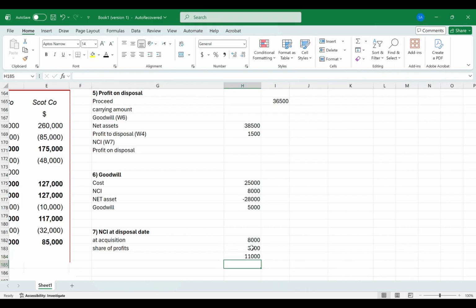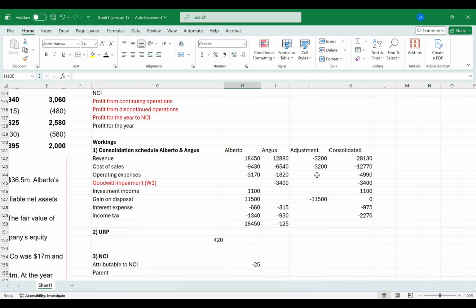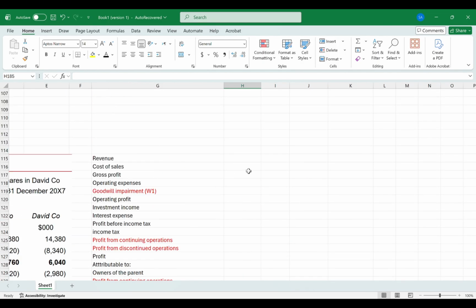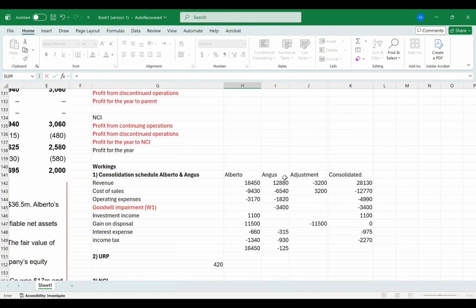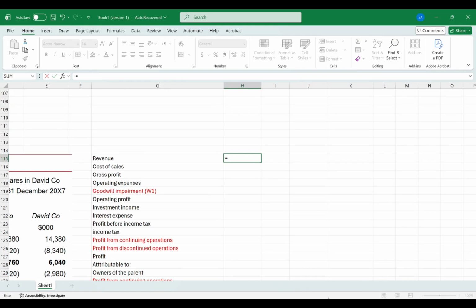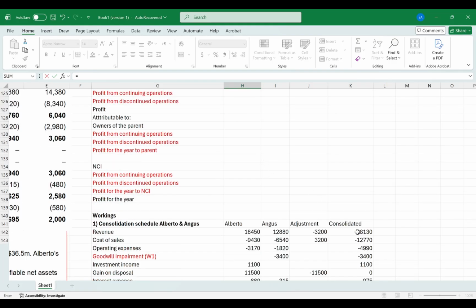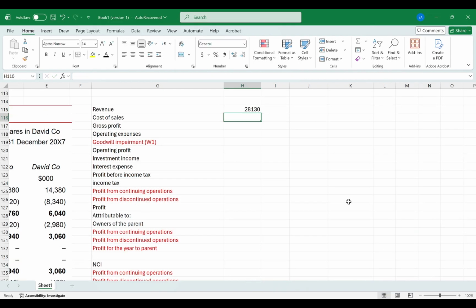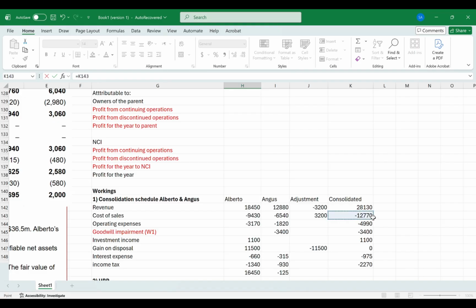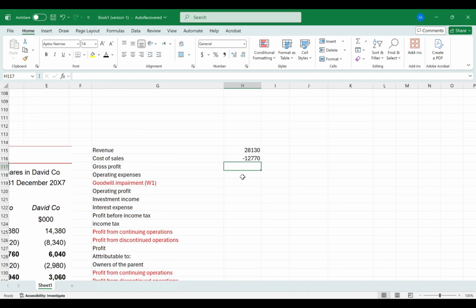So now I have finished all my workings. Now what else is remaining? I have to go back to my consolidation and finish this off. So when I take my revenue, I have to take this. That's it. And then when I take my cost of sales, I should be taking this. That's it. And then using the sum function, I'll be getting my gross profit.